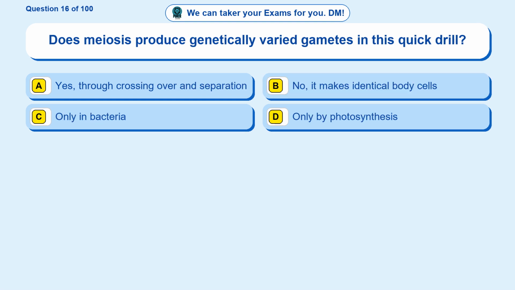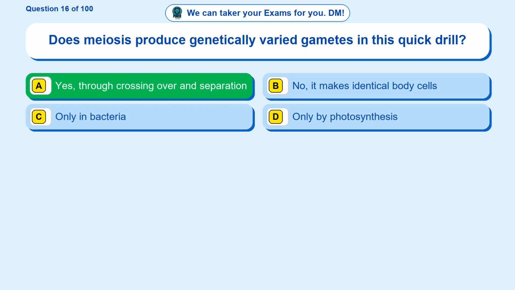Question 16. Does meiosis produce genetically varied gametes in this quick drill? Option A. Yes, through crossing over and separation. Option B. No, it makes identical body cells. Option C. Only in bacteria. Option D. Only by photosynthesis.